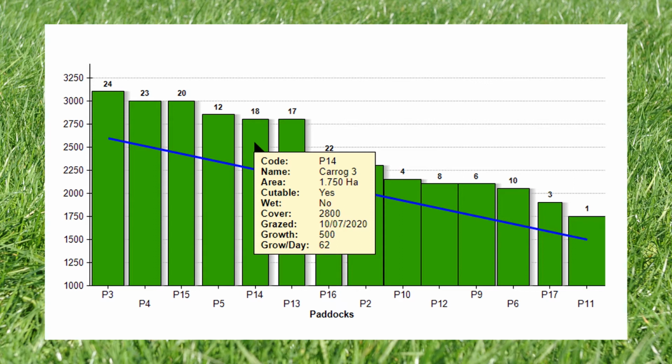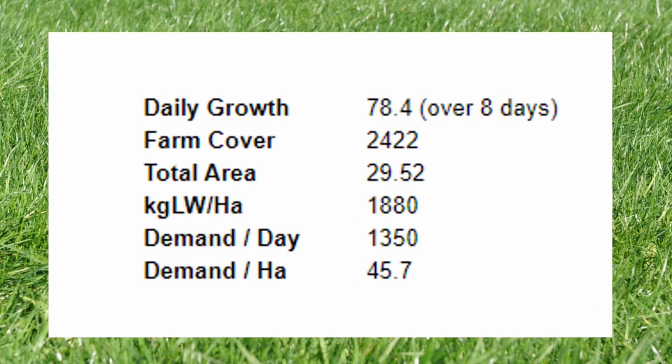To have the correct balance of supply and demand, the blue line needs to rest on top of the bars. This wedge therefore displays that there's a surplus of grass on the rotation, which is confirmed by the information in this supporting table. Growth over the last 8 days has been 78 kilograms dry matter per hectare a day, compared to a demand of just under 46. If this trend continues and no action is taken, grass quality will drop and utilisation will fall.